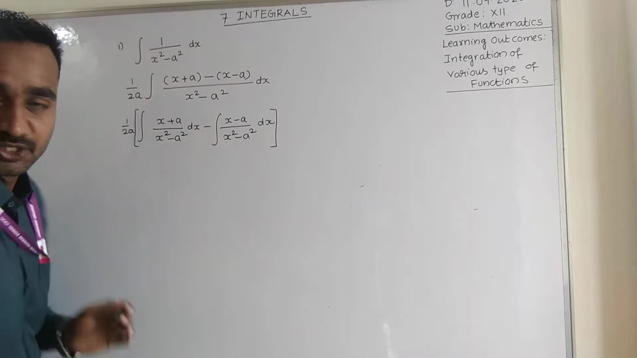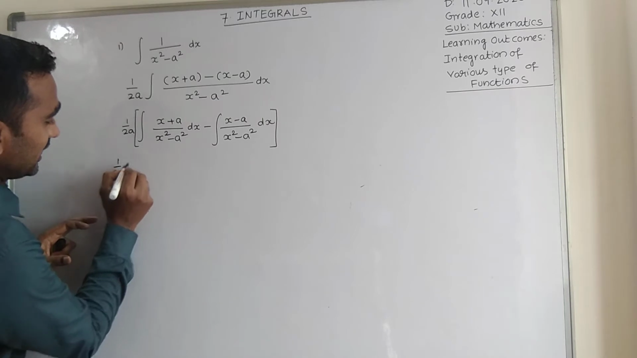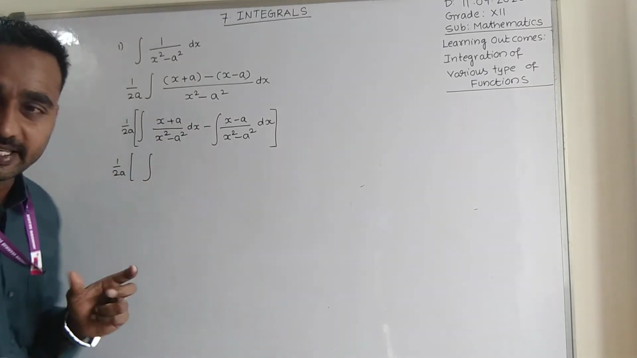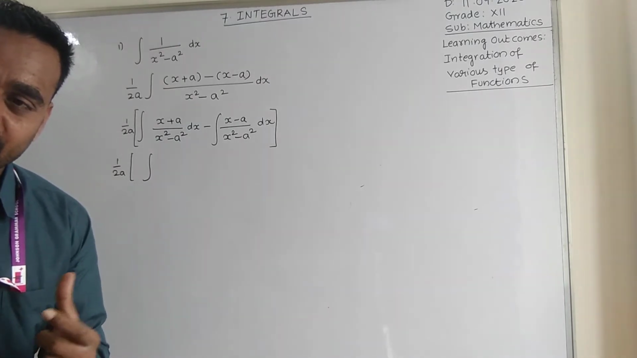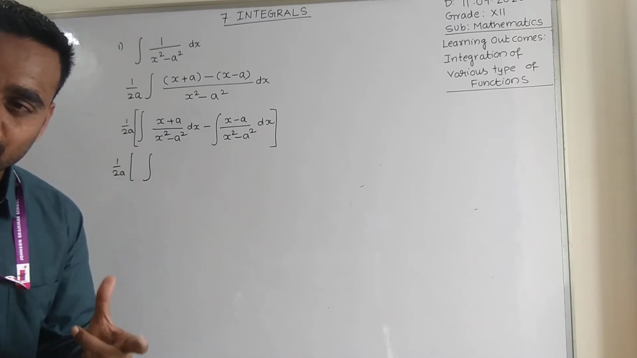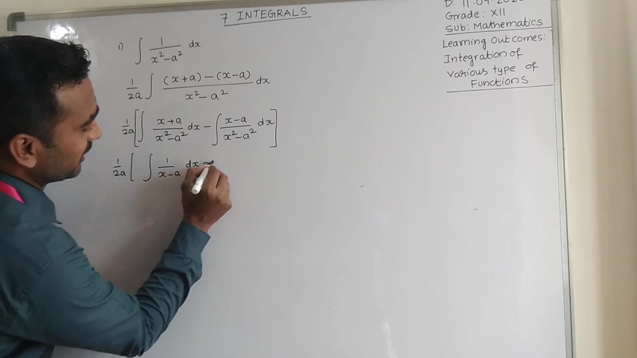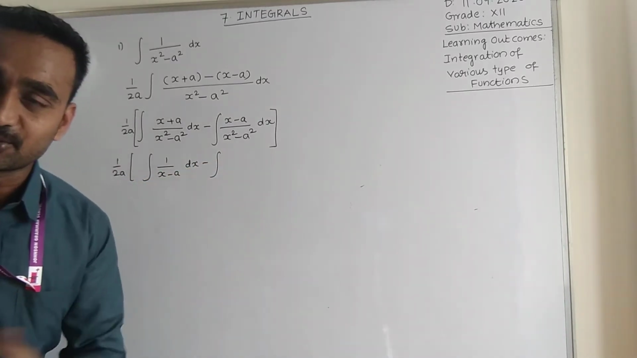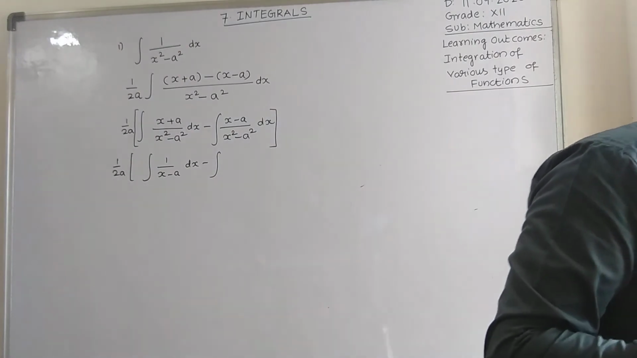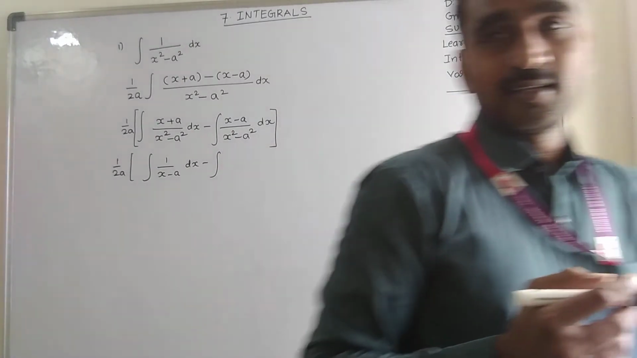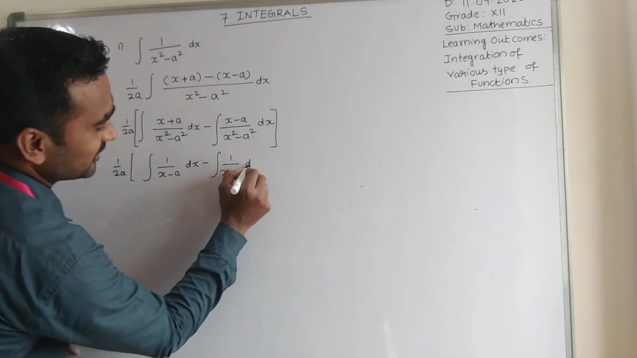Okay students, clear? Just the denominator split for the numerators, and 1 by 2a integral of x plus a upon x square minus a square. The factors of x square minus a square are x plus a into x minus a, so the x plus a and the downside x plus a both will cancel. You have 1 upon x minus a dx minus, now see, same, x minus a upon x square minus a square, cancel the common factor. X minus a cancels, x plus a dx.